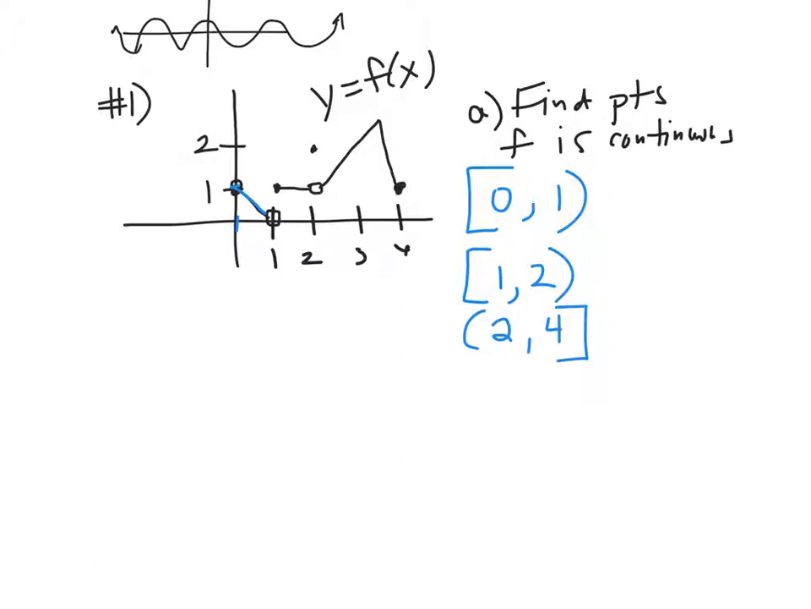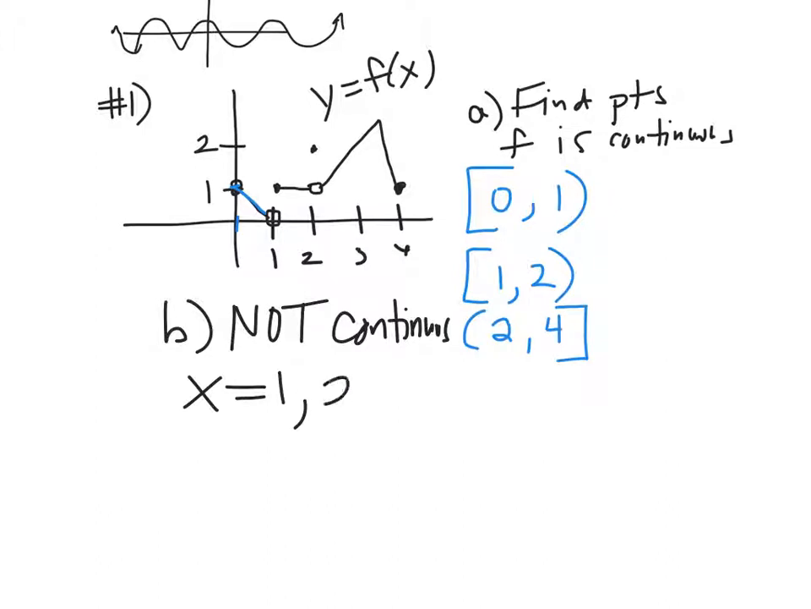Now part B is a better question. Where is this graph not continuous? Well, it's not continuous wherever you see weird things happening in the graph. There is a jump at 1. We're going to talk about that kind of discontinuity. So it's not continuous at x equals 1 or x equals 2.